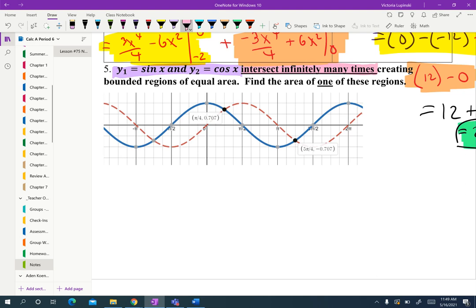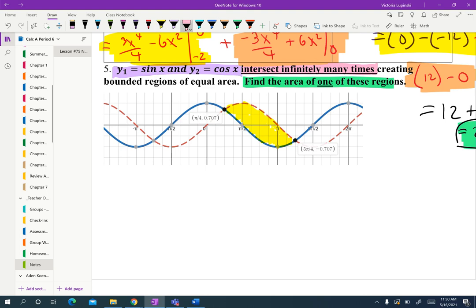Every time the sine and cosine intersect, they create a bounded region, and each of those bounded regions is going to have the same area. You're being asked to find the area of one of those regions. So if you're only being asked to find the area of one of those regions, my advice is to choose the first positive one. So I am talking about this region right here. So again, as I highlighted on mine, you should also highlight it on yours.